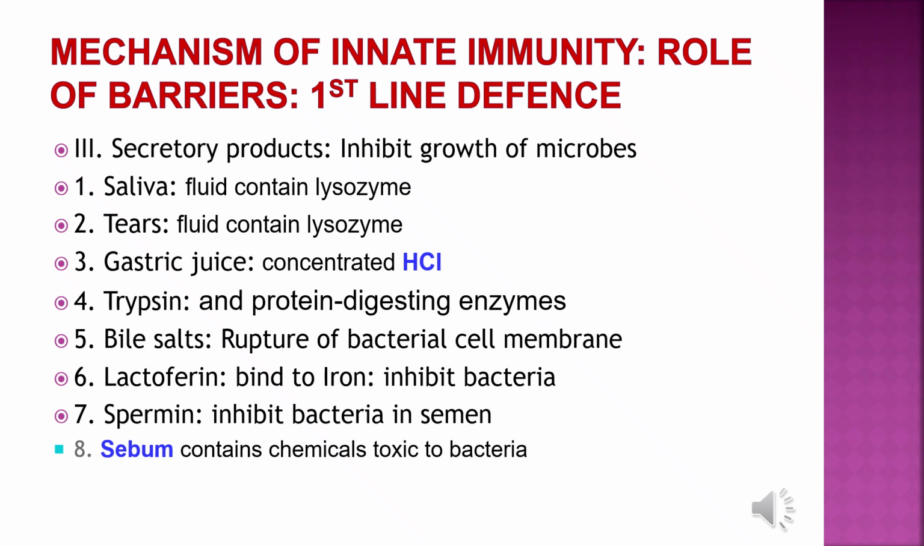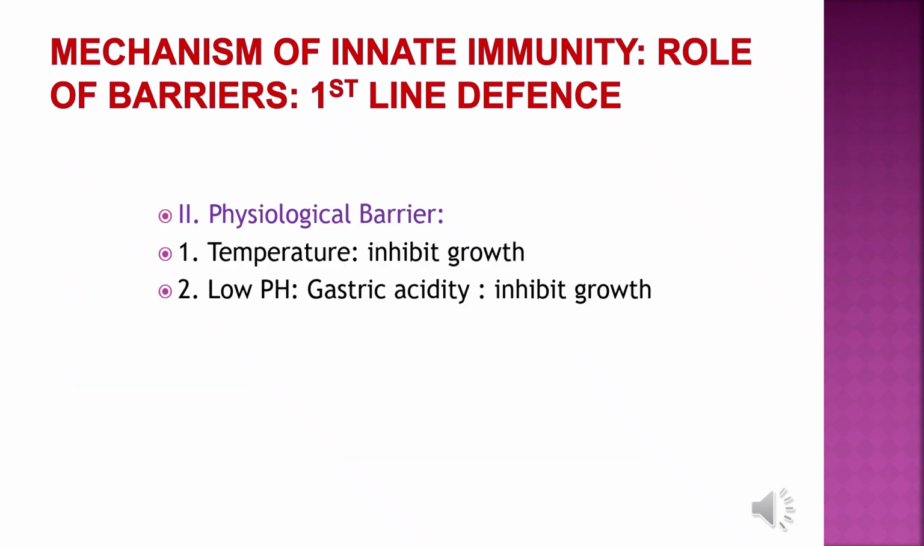Then lactoferrin binds to iron and inhibits bacteria. Spermine inhibits bacteria in semen. Sebum contains chemical toxin to kill the bacteria. Then physiological barriers: temperature inhibits growth of the bacteria. Low pH, that is gastric acidity, inhibits growth of bacteria.